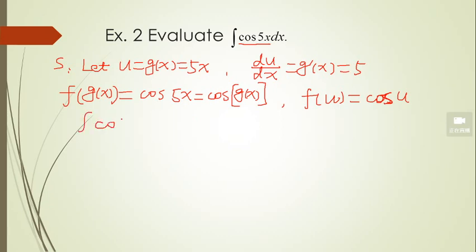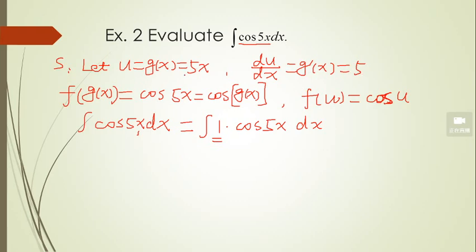Now let's evaluate this one, the integral of cos(5x) dx. Now I can write it with f(g(x)) here, and this is f(g(x)). Now where is my g prime? Here we don't have any special term. You can take it as 1 times cos(5x) dx. Then what is the relation between this 1 and g prime? My g prime is 5.